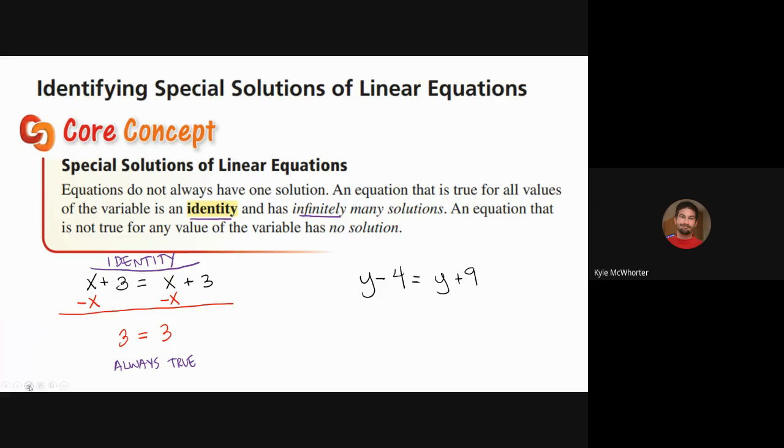We've got y on both sides, and we need to get it off one side. So say we're going to subtract y. We have to subtract y from both sides of the equal sign. And what do we end up with? We end up with y minus y is 0 on both sides. So we end up with -4 = 9.